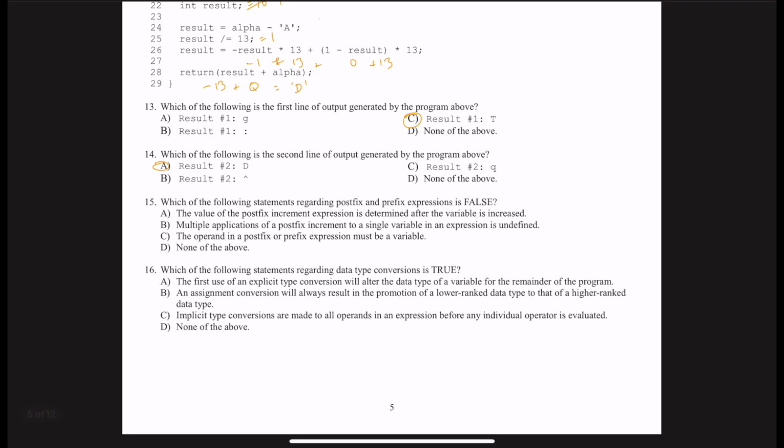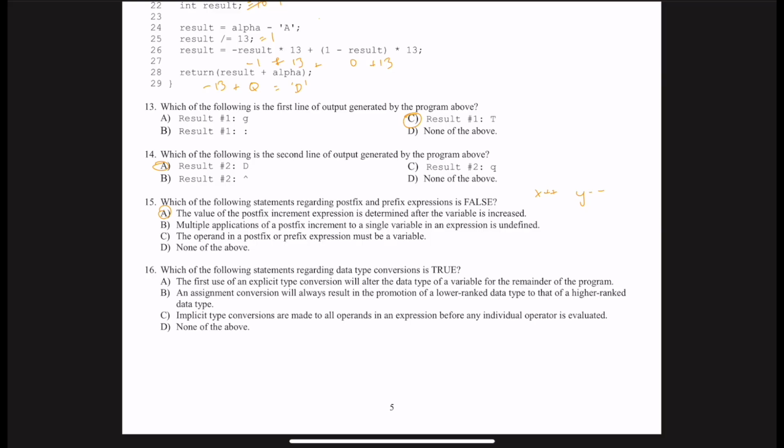Question 15. Which of the following statements regarding postfix and prefix expressions is false? A. The value of the postfix increment expression is determined after the variable is increased. So again, remember postfix is our x plus plus, y minus minus, stuff like that, where the symbols come after. So that one's going to be false. We evaluate the expression, and then we make any changes to the variable afterwards. It's kind of like a side effect.